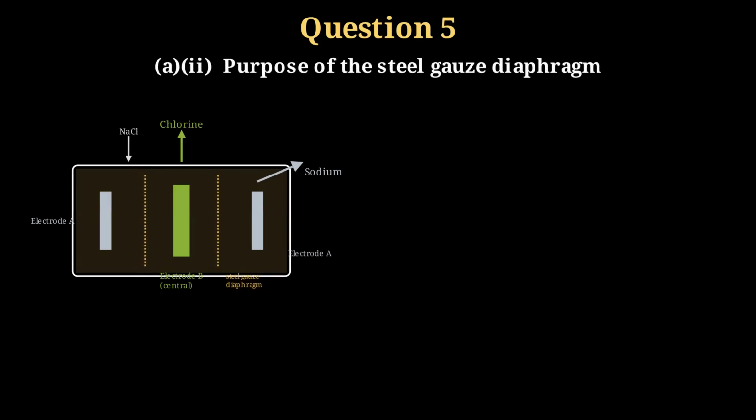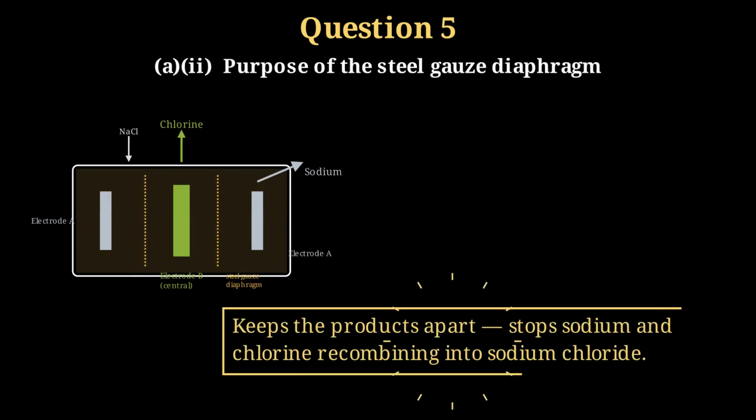Part 2. The steel gauze diaphragm. The sodium and chlorine are made very close together, and they would react straight back to sodium chloride. The diaphragm keeps the two products apart, preventing them from recombining.